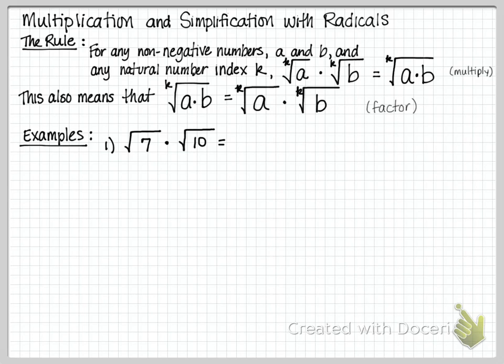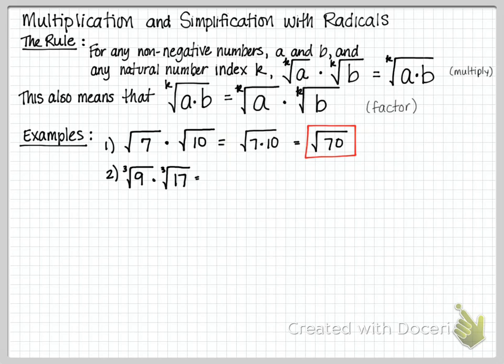First of all, we have the square root of 7 times the square root of 10. Now, I want you to remember that you should pause the video at this point and try to do it on your own, and then unpause it, and I will have the answers. So pause your video, work it out, and here's the answer. We get the square root of 7 times 10, which is the square root of 70. Here's the next problem. The cube root of 9 times the cube root of 17. So pause the video and work the problem. And here's the answer.